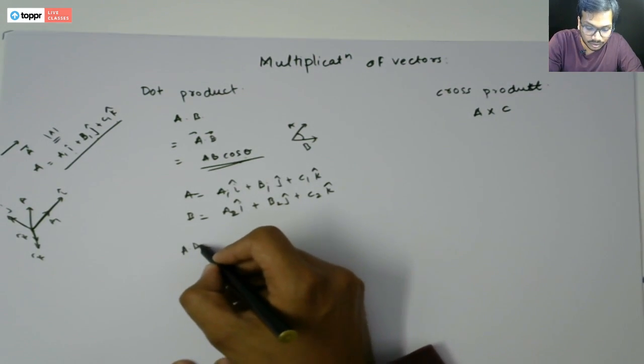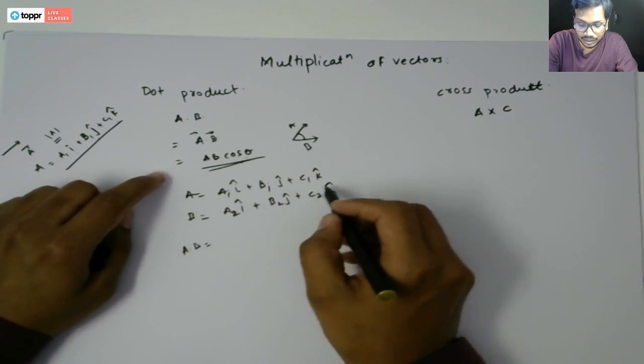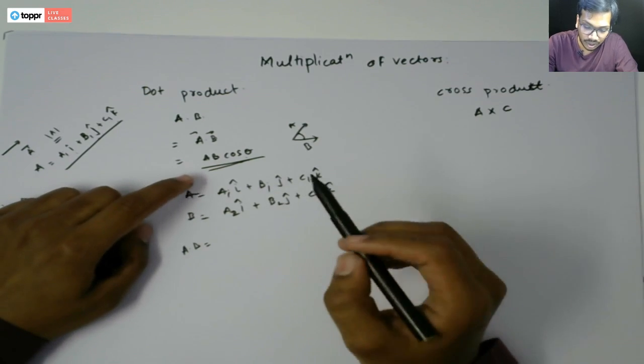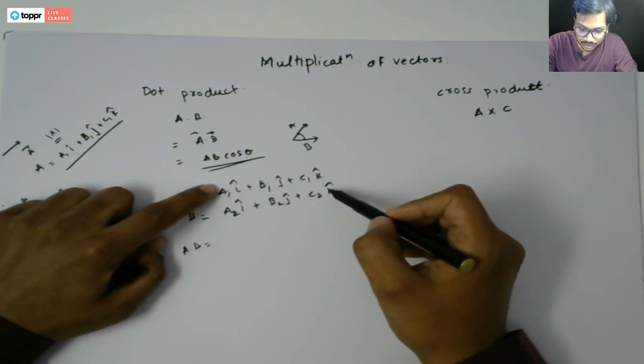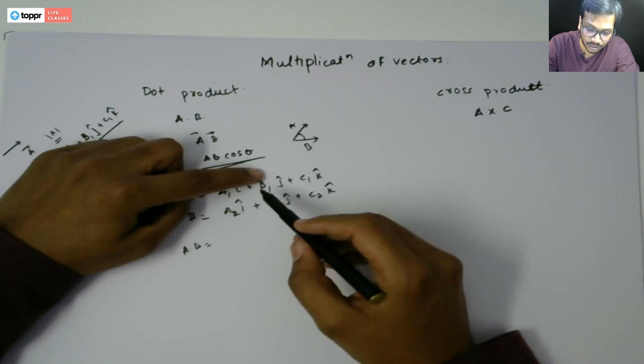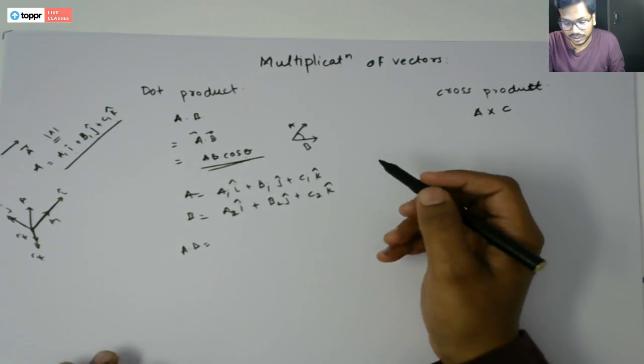So a dot b would be given by the product of... when we multiply vectors like this, what you have to do is multiply a1 with a2, then a1 with b2, a1 with c2, then you would multiply b1 with a2, b1 with b2 and b1 with c2, and then c1 with that whole multiplication you had to do.